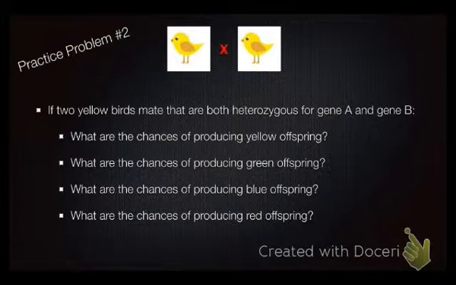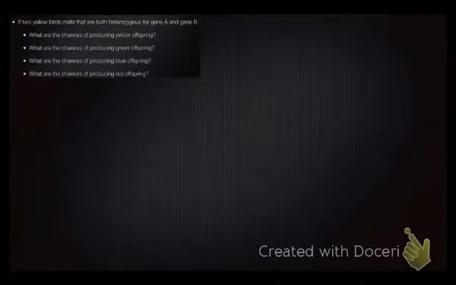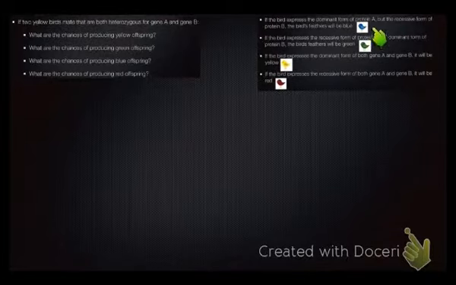Here are my questions about these birds then. If 2 yellow birds mate and they're both heterozygous for gene A and gene B, what are the chances of producing yellow, green, blue, and red offspring? So I'm going to work this problem. I'll leave the question up here in the corner that we're trying to answer. And we also need to know what genotypes we would need to get these 4 different birds. So I'll leave that up here in this corner because we'll need that information in a little bit. And I'll show you how to work this out. So, since we're worried about 2 different genes, we will need 2 different Punnett squares. So let's start over here.